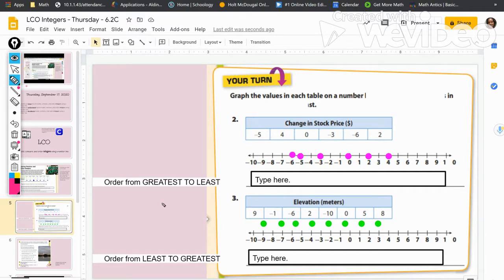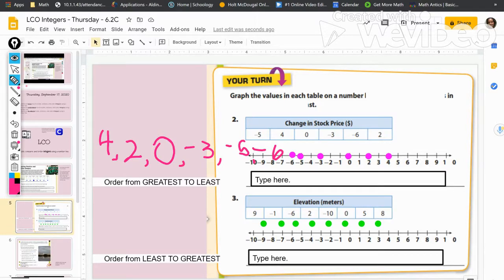My greatest number, or my largest number, was 4, because that's the most amount of money that was gained in these stock prices. Then it's 2, then 0, then it's going to be -3, -5, and -6. Although you would think that the negative numbers would be greater value, think of it as you're owing more and more money. So would you rather owe $3 or would you rather owe $6?